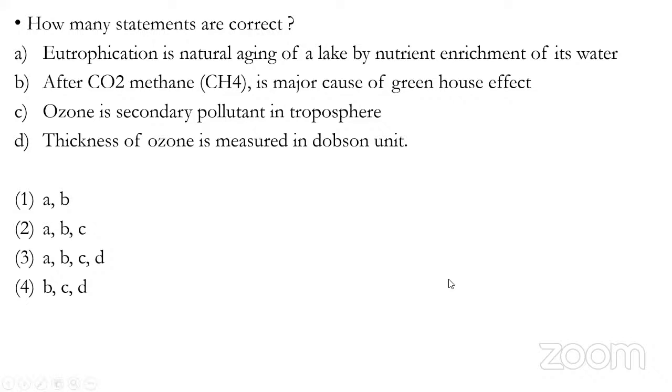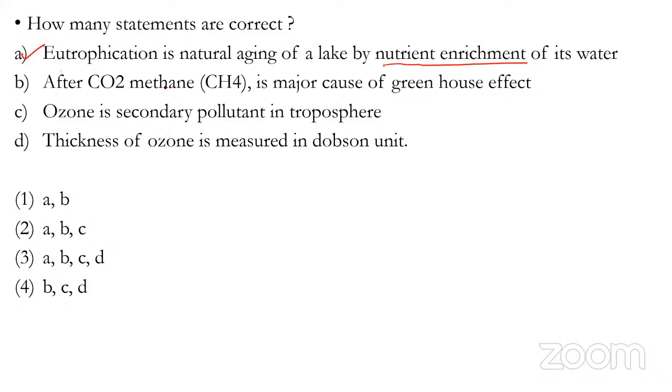Next one. Eutrophication is natural aging of lake by nutrient enrichment of its water. It's correct. Due to enrichment of these nutrients, there will be algal bloom, and slowly the organisms inside it are going to start dying and depositing on the floor of the lake, and after a couple of hundreds of years, it may start disappearing also.